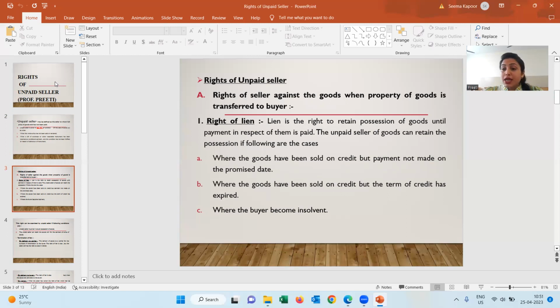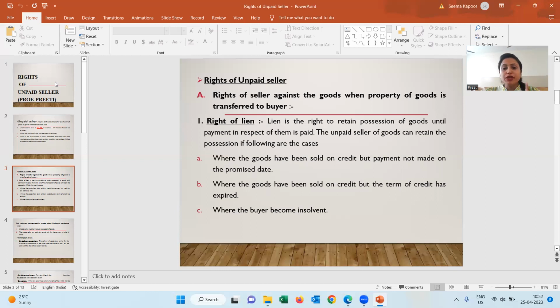The first right is the right of lien, under the category of rights of the seller against the goods where the property in goods is transferred to the buyer. Lien means the right to retain possession of goods until the payment in respect of them is made. The unpaid seller of goods can retain the goods if the following cases are satisfied.